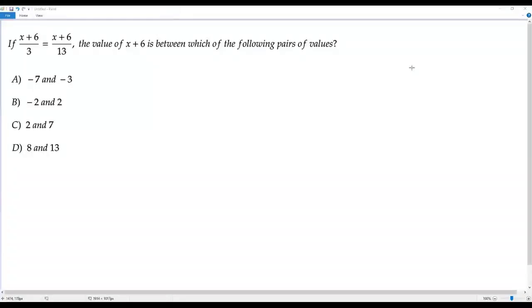Here we have a SAT math question. Okay, let's go with the information. If (x + 6)/3 = (x + 6)/13, the value of x + 6 is between which of the following pairs of values?